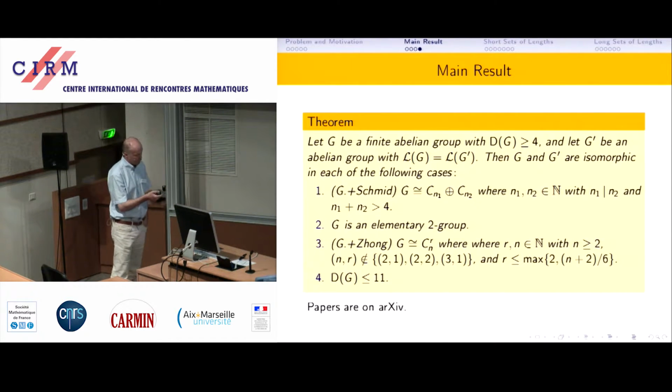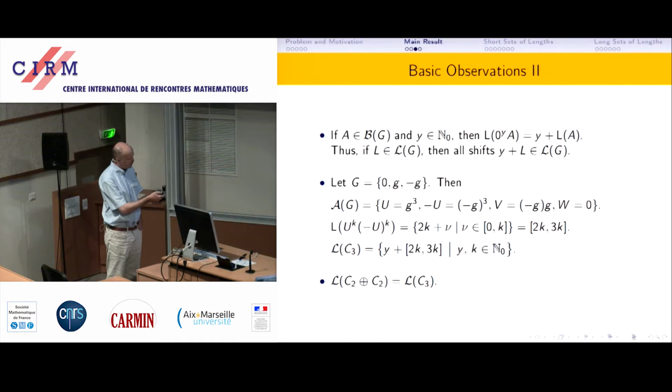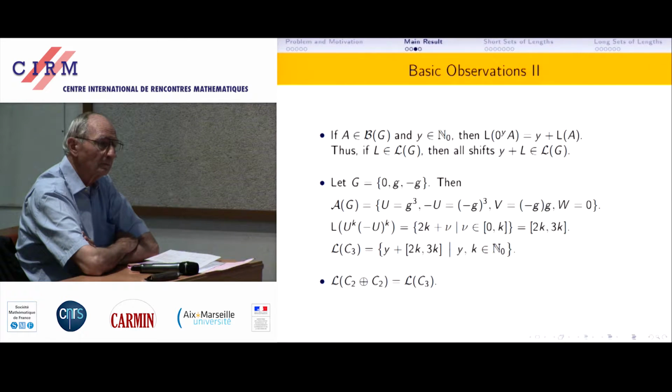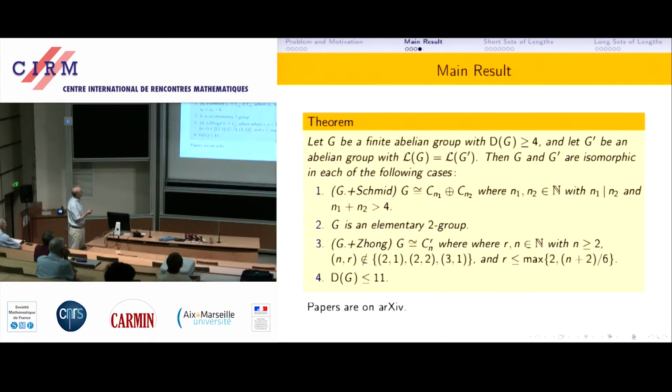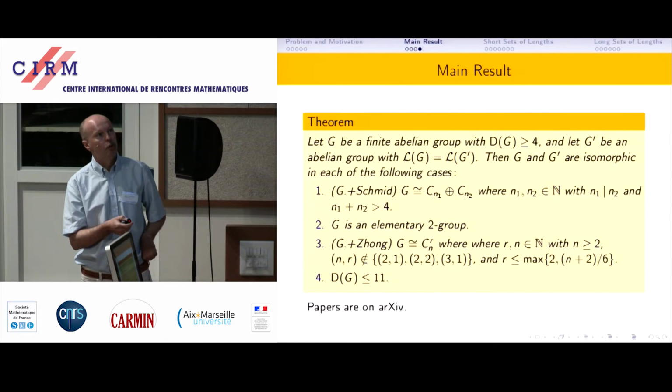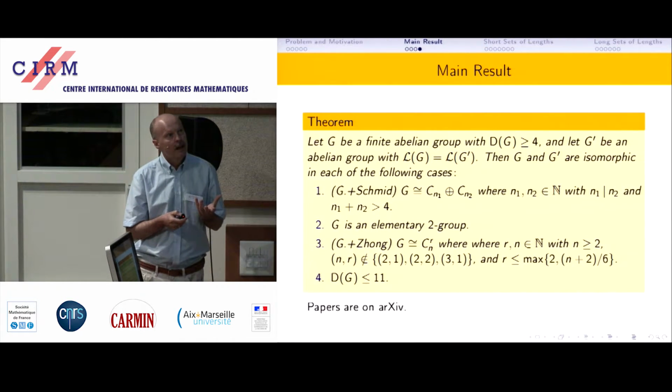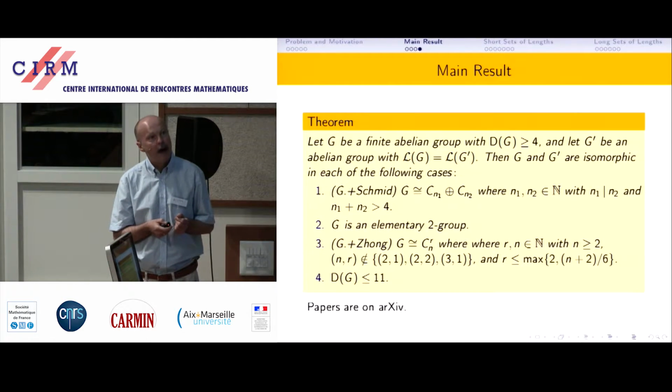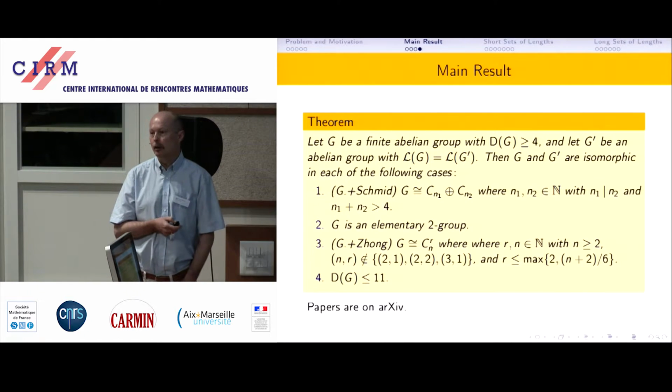Here's the main result. Suppose you have 2 groups, G and G prime, whose families of sets of lengths coincide. And suppose we are away from this trivial example; the groups are larger than this. If this happens, and if one group, G, is either cyclic or a rank 2 group, then G and G prime are isomorphic. The same is true for elementary 2-groups, which is easy to show, and the same is true if G has this form, r copies of C_n, where r is small, and again, trivial cases are excluded.